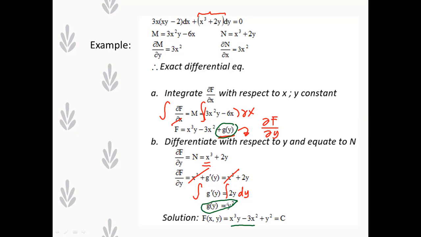And what is this g of y? This is your g of y now, which is y squared, and just affix the c. Now, when you are asked what's the solution of your DE, don't include this one. You just simply write x cubed y minus 3x squared plus y squared equal to c. Question: will I always write the c on the right side? The answer is yes. The c is always written on the right side.